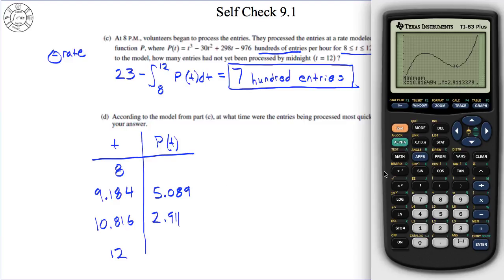2.911. Didn't really need that value. Now let's go ahead and find 8 and 12, so I just hit trace, and I type in 8, and it says, oh yeah, it's 0. That's definitely low. And at 12, y is equal to 8.